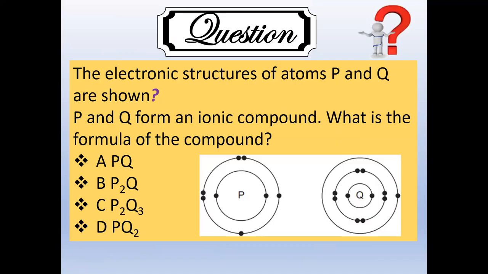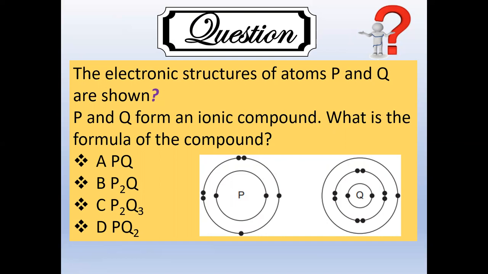We have done the overall concept. We're going to see some related questions. The electronic structure of atoms P and Q are shown there. Now, P and Q form an ionic compound. What is the formula of the compound? So we need to know the formula of the compound.